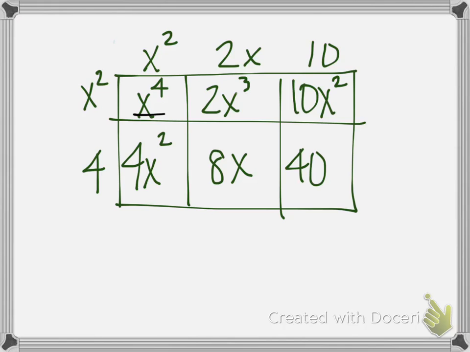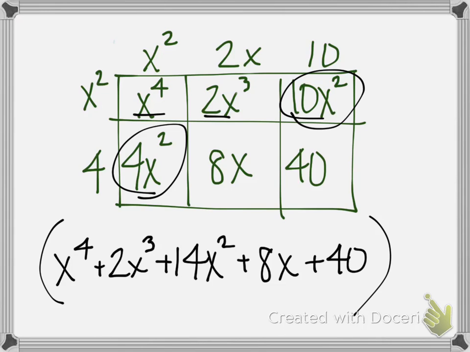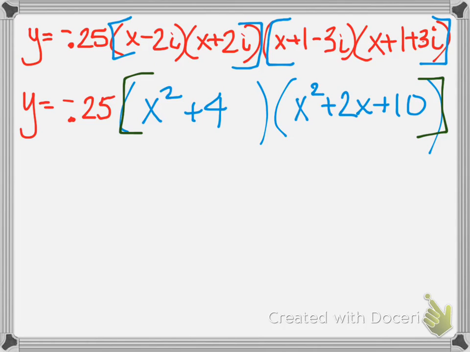x to the fourth, there's nothing like that, so it's just x to the fourth. 2x to the third, nothing like that, so just 2x to the third. 10x squared and 4x squared, we get 14x squared. The 8x is alone and the 40 is alone. So here is my last FOIL. So let's go plug that in.